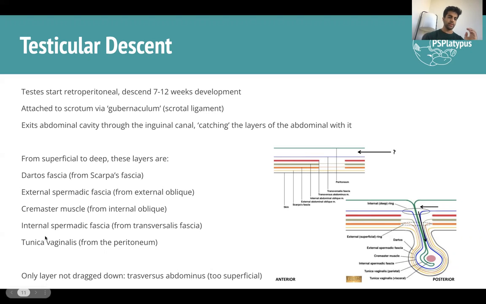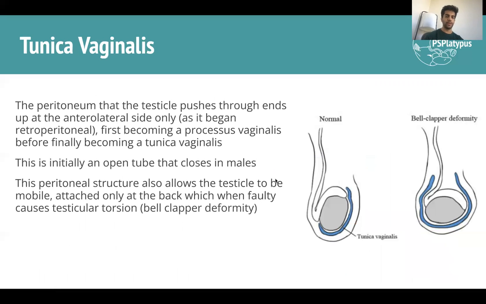External, cremaster, internal, or ICE is one way to look at it. And then your peritoneum turns into this thing called the tunica vaginalis. What layer is missing from here is your transversus abdominis, and that doesn't get pulled down. That's the only abdominal layer that's not part of the testicular layers.